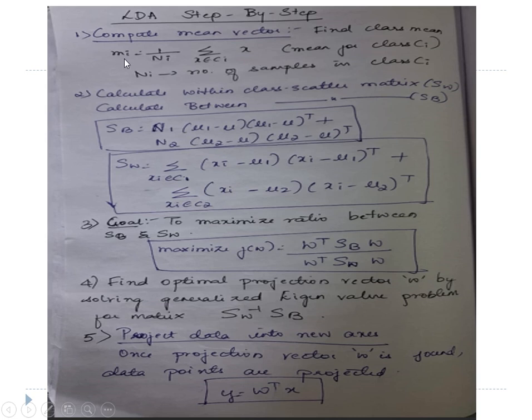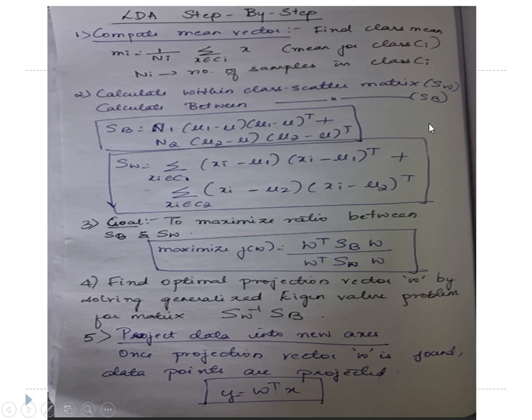Therefore the formula is mi equals 1 by ni, where ni is the number of samples in class Ci. Sum up all the data points, represented by x, where x are the data points belonging to the class Ci. So this is the first step.